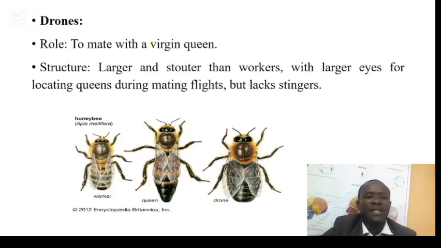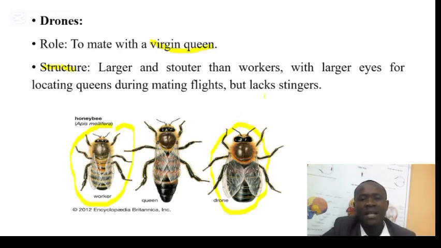Next we have the drone, and the role of the drone is to mate with the virgin queen. Their structural characteristics: it is larger and stouter than the workers. Just observe this one here. This is the drone, and observe the worker that we have here. It is larger and stouter than the workers, with large eyes for locating the queen during mating flights.